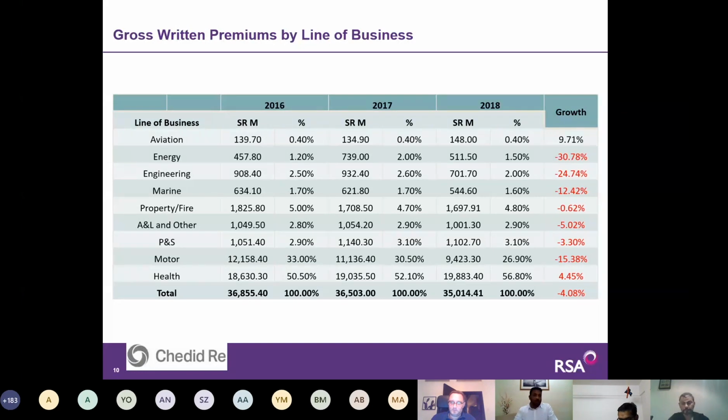So if you look at the overall gross written premiums year-wise, in 2016, 2017, and 2018, you can see that the 2016 gross written premium of the KSA market was around 36.85 billion, and in 2017 it was 36.5 billion, and in 2018 it was 35 billion, which is overall showing a negative growth of minus 4.08% when compared to the 2017 figures.